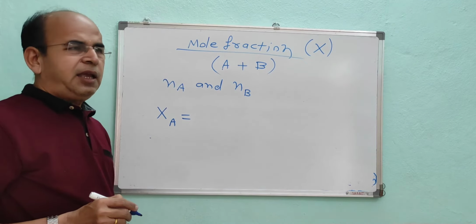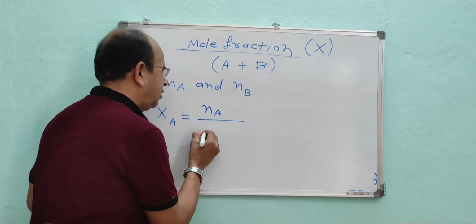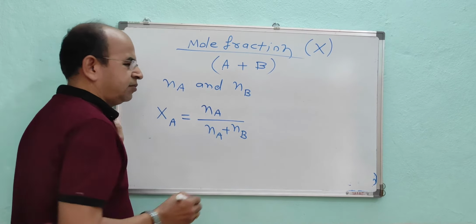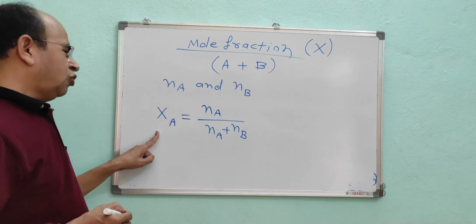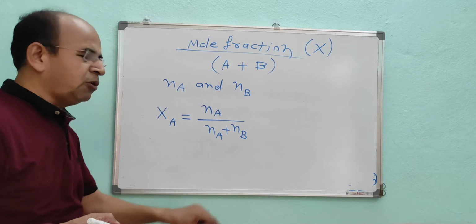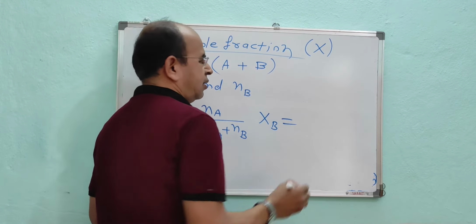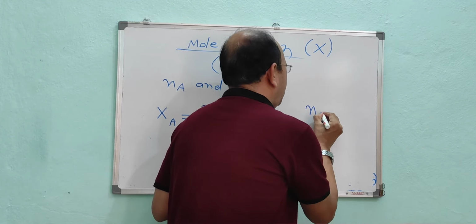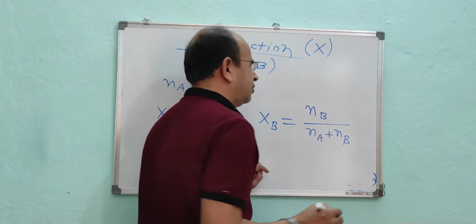Xa is the number of moles of A divided by the number of moles of A plus the number of moles of B. Similarly, the mole fraction of B, Xb, will be equal to the number of moles of B divided by the number of moles of A plus the number of moles of B.